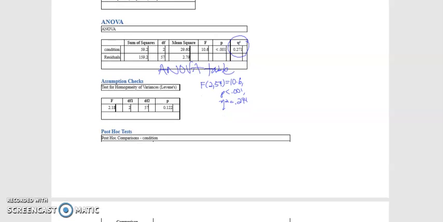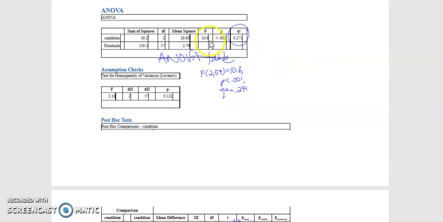So then we'll go ahead and look at the F. Your F is 10.6. That's huge. And your P is less than 0.01. That's awesome. Again, for our ANOVA table, 59.2 divided by 2 is 29.6. 159.2 divided by 57 is 2.79. Again, residual is the same term as error. This is your within. I apologize, in my initial videos I didn't talk about it in terms of this term residual.